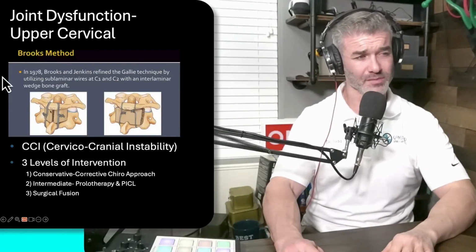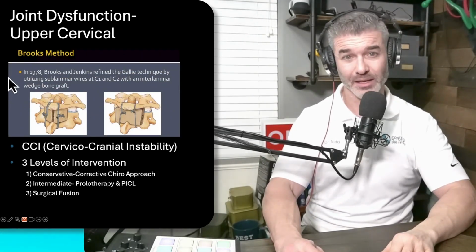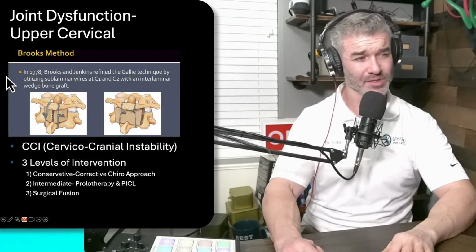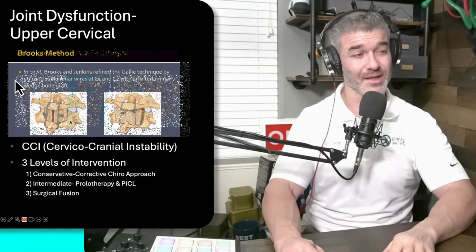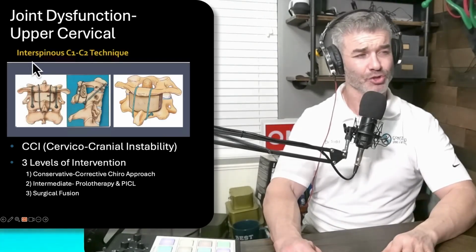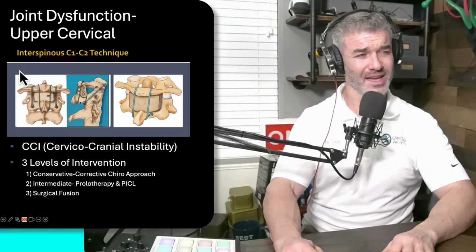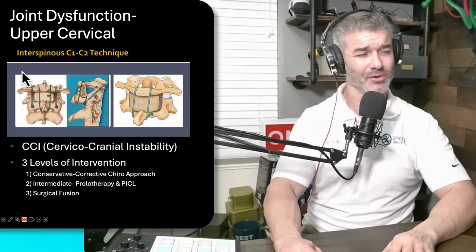This is one called the Brooks method, where we take wire, almost like baling wire, like they're putting together a fence, and then they put some bone in between there, and then it fuses together. So this is another shot of it. You can see there's a screw coming up this way. That is a screw fixation, a pedicle screw fixation.